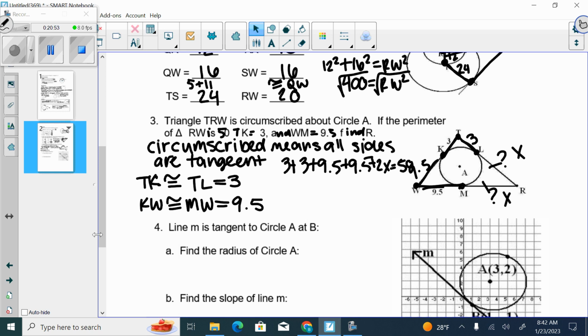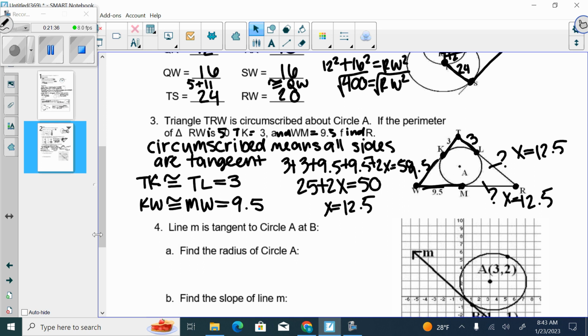All right, so I add all of my numbers here. We got 3 plus 9.5 plus 9.5. What does that give us? 25. So we have 25 plus 2x equals 50. Then what do we do? 50 minus 25 is just 25, and then divide by 2. What is 25 divided by 2? Very good. So x must be 12.5. So both of these segments are 12.5 because they had to be congruent since they came from that common external point.